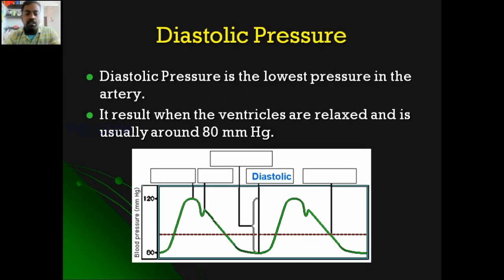Next one is the diastolic pressure. Diastolic pressure is the lowest pressure in the artery. It results when the ventricles are relaxed, and it's usually around 80 mmHg. So 120 mmHg is the highest, and 80 mmHg is the lowest, which is the diastolic pressure. In diastole the ventricles are in a relaxed condition.